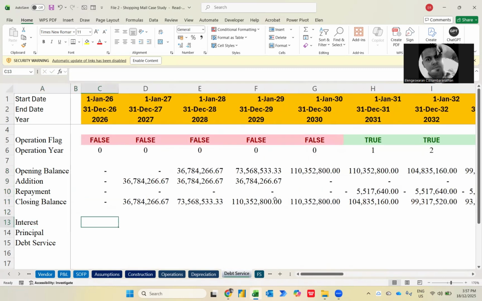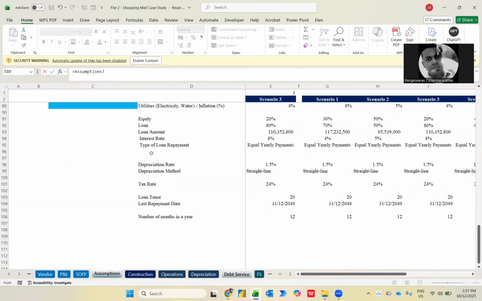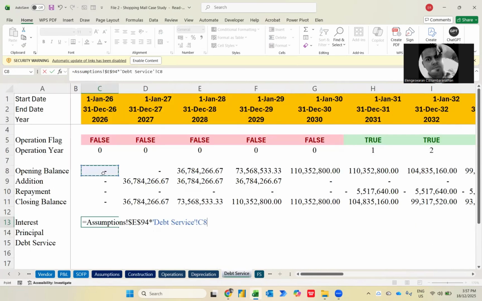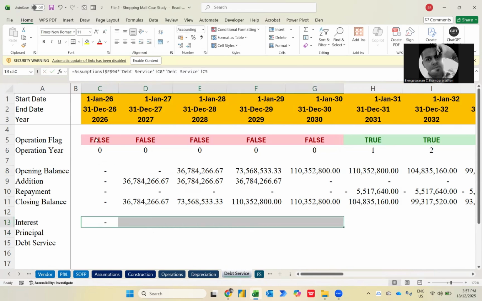And yeah, next is interest. So interest is basically based on your opening balance. I'm going to just link it over here, assumption. So we have the interest rate, lock this, multiply with your opening balance over here. Okay, but bear in mind, we also need to multiply with your operation flag, because when we drag, the interest is only paid during the operation phase.